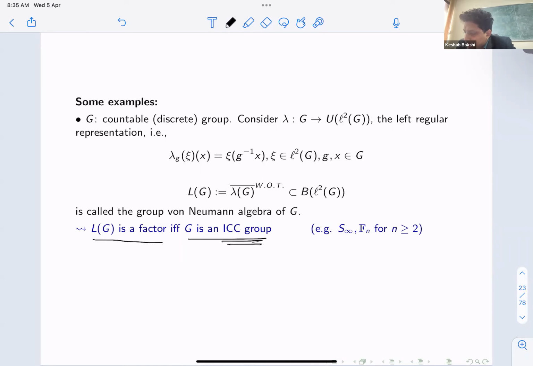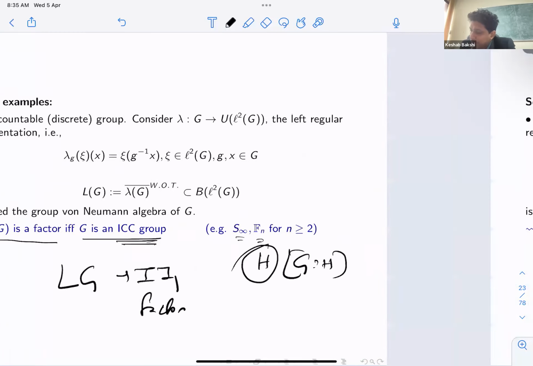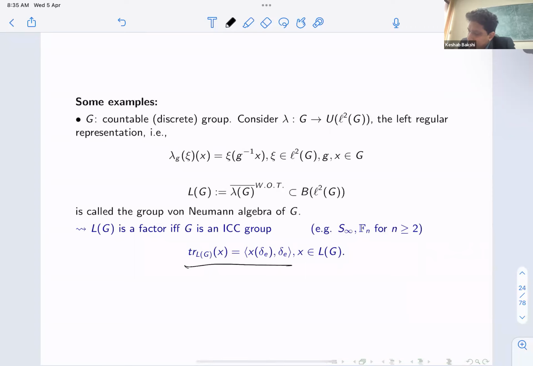Examples are plenty. For example, the infinite permutation group and the free group with n generators. Also, if you have an ICC group and take any finite index subgroup, that finite index subgroup will also be ICC. So from an ICC group, you can form many ICC groups. Given any ICC group, L(G) will be a type II_1 factor. So we have an example of a type II_1 factor. And it has a natural trace, because a II_1 factor has a unique trace. And this is the unique trace: the identity component of the representation of an element x.